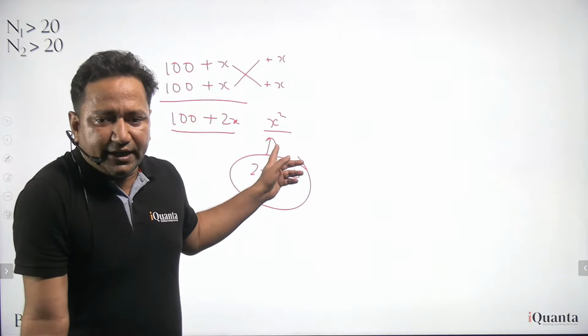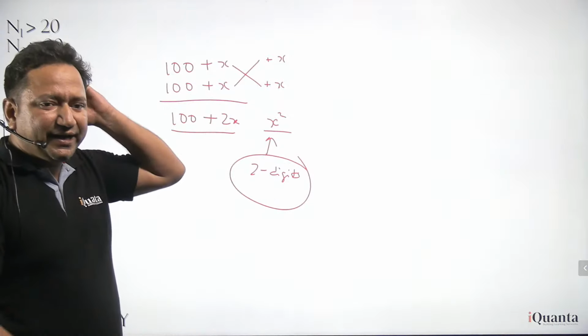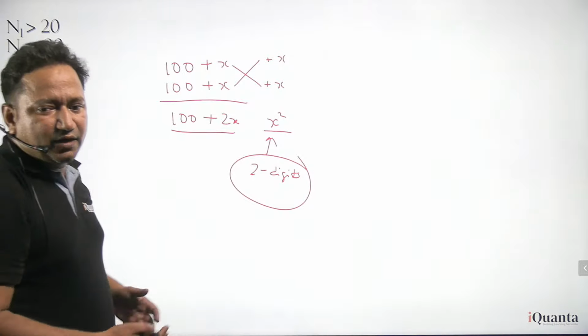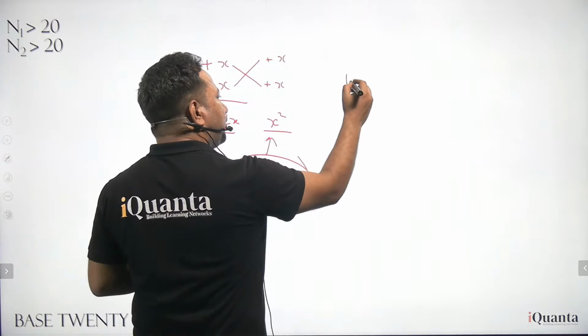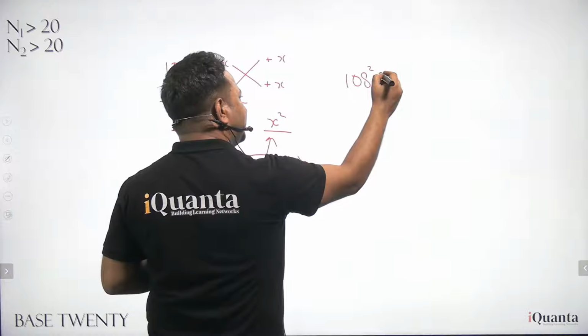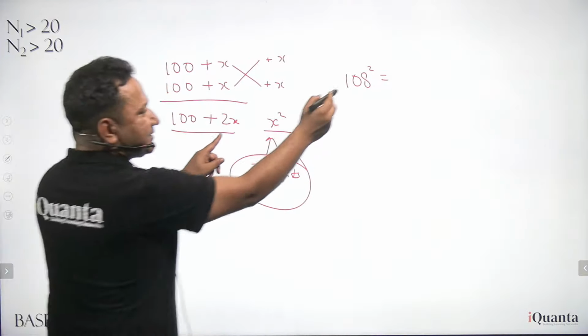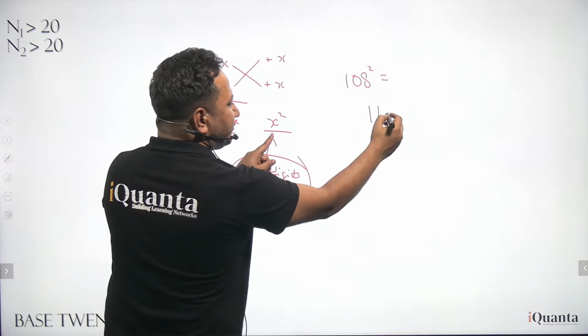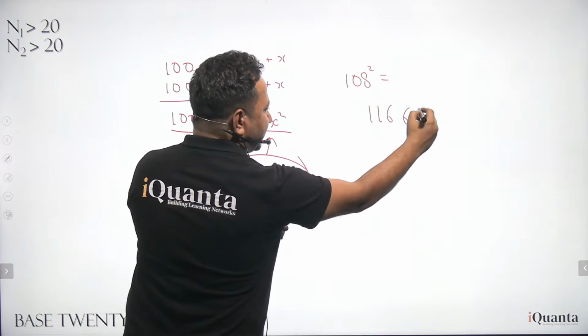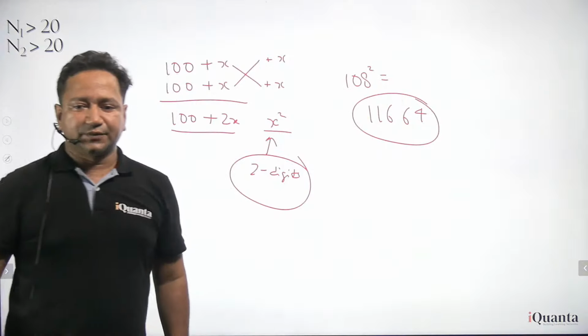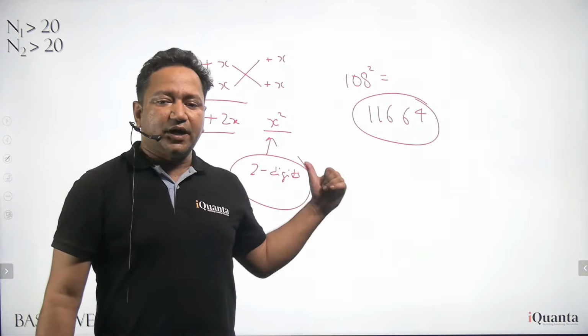So is this thing clear? Now we can find the square of any number which is close to 100. For example, if you want to find the square of 108, what will you do over here? 100 plus 2 times x. X is 8. So 100 plus 16 is 116. And the square of 8 is 64. That's all. You got the answer. Right? Is this part clear?